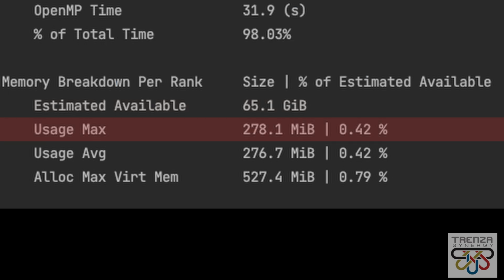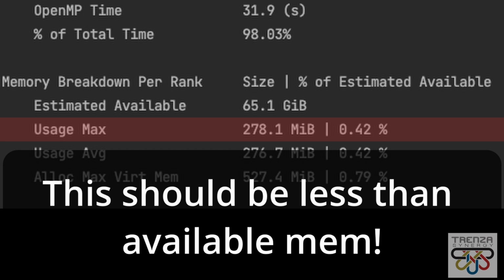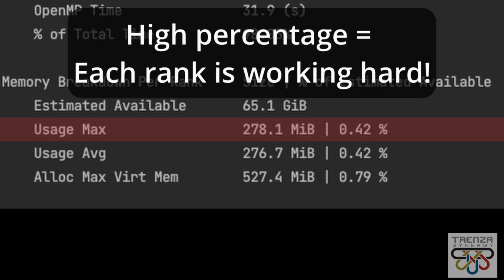The next line tells you the usage max average, that is, the maximum amount of physical memory used by each rank averaged across all ranks of the run. Also shown is the percentage of this value compared to the estimated memory available per rank on the node. You obviously don't want this number to come close to maxing out the memory available to each rank of the run.